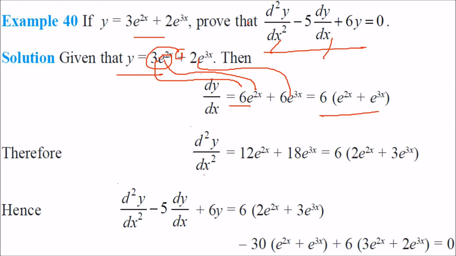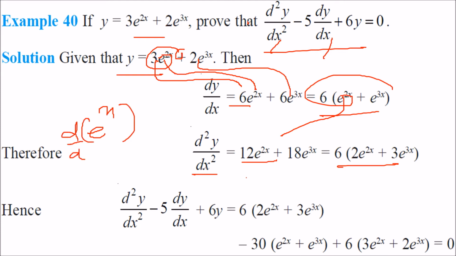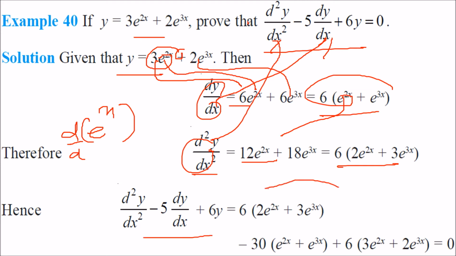Take 6 out. d2y by dx2 is what? Differential of this again, you can take 6 out, and this is very simple, because d by dx of e to the power x is e to the power x only. That is why these things have become simple. Now we have found these two. Place it in this. Place it here. So you get this. This is the final result.